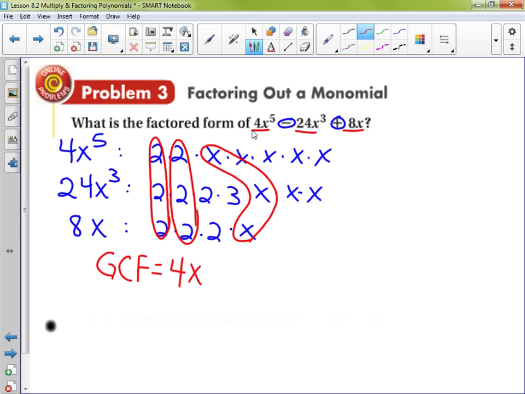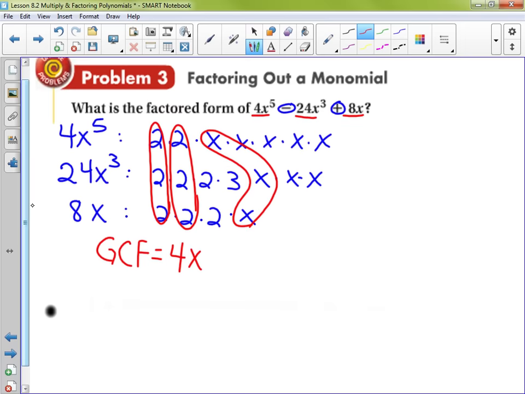Now that's great, but that's not the answer. That's just the greatest common factor. And what I'm going to do is factor that out of this entire expression. So I'll write 4x, and then I'm going to write what's left once I factor that out. Now by factoring it out, it means I'm taking those factors away from each of these numbers.